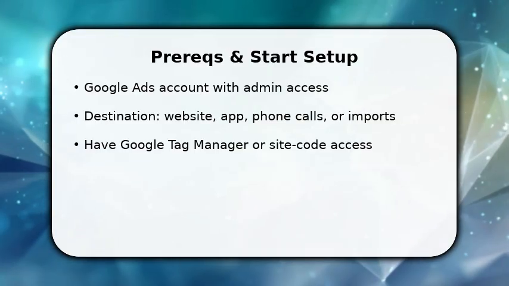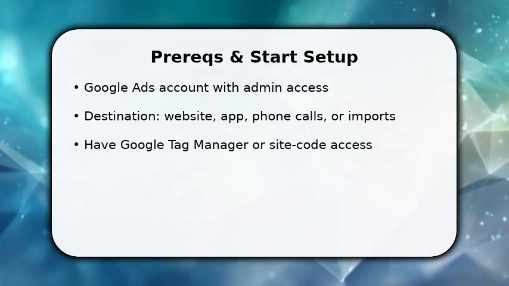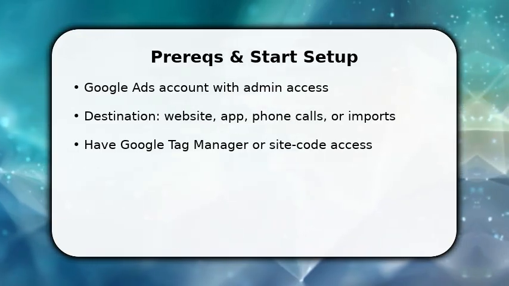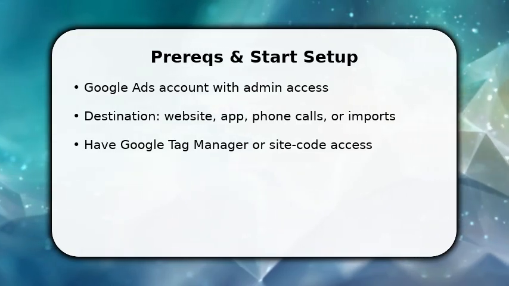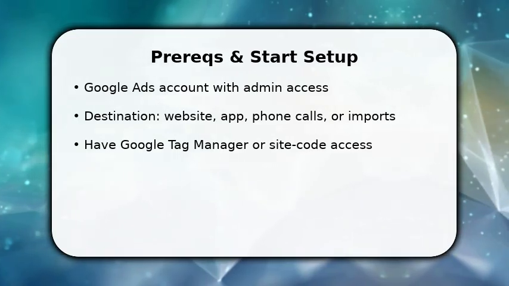You'll begin by confirming prerequisites: admin access, chosen conversion type, and tagging method. Open Google Ads and go to Tools Conversions. Click the plus to create a new action. Choose type, website, app, phone call, or import, and name it clearly so reporting stays usable.